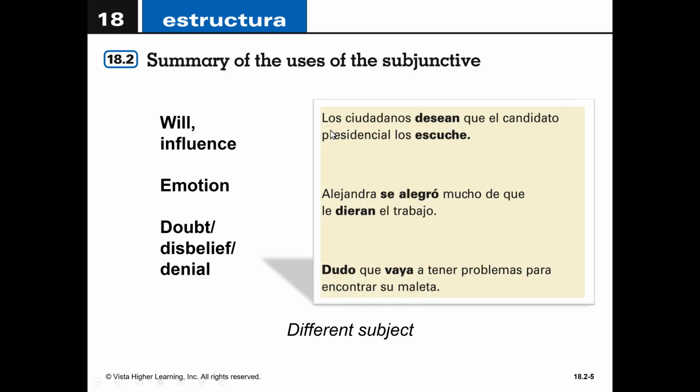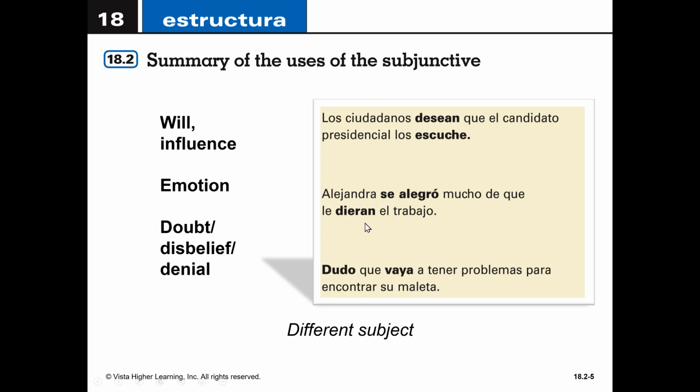Por ejemplo, los ciudadanos desean, that's will, que el candidato presidencial los escuche. The first clause, los ciudadanos desean. What's the subject? Los ciudadanos. The second clause, el candidato presidencial los escuche. What's the subject? El candidato presidencial. So we have two different subjects in those two clauses, and it's an expression of will. Therefore, I'm going to use the subjunctive.